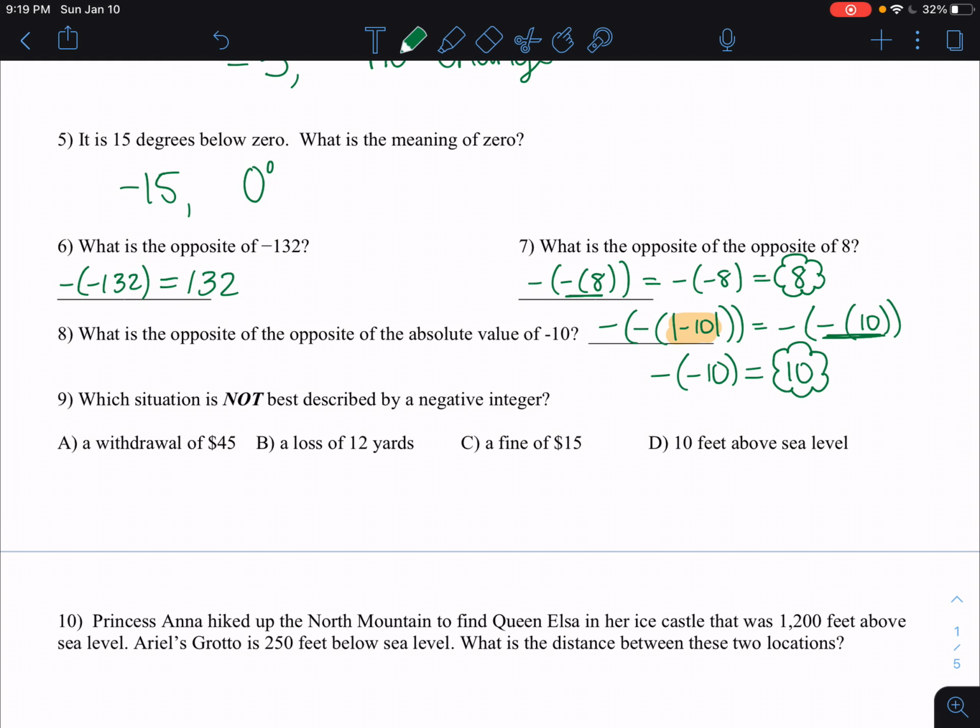And then this one says 10 feet above sea level. Above sea level means a positive integer. So D is our correct answer here.